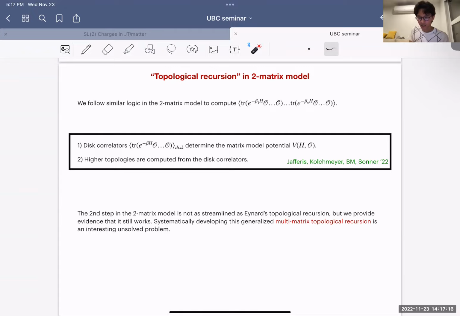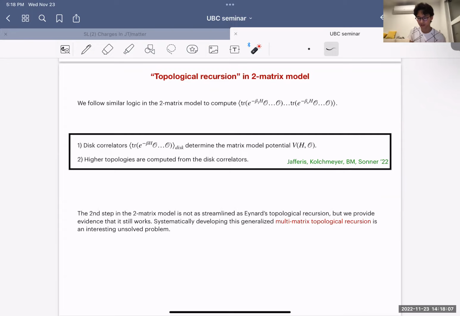So now we are interested in these kind of observables. What we would like to argue is that first you take all the disk correlators, where you can have as many insertions of O as you like. And we argue that these correlators determine the two matrix potential. And the second step will be that higher topologies or more boundaries will be determined from these disk correlators. So it is a natural generalization of topological recursion.